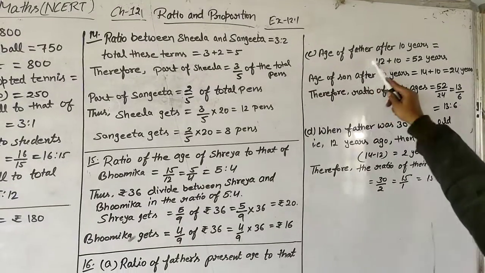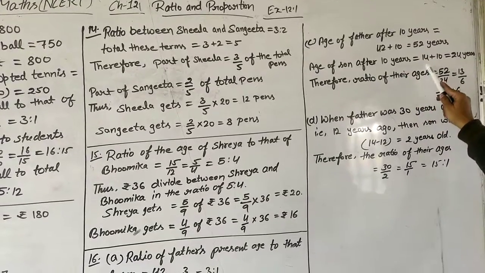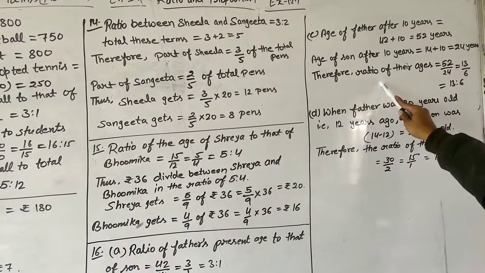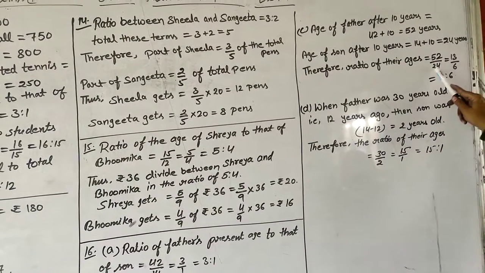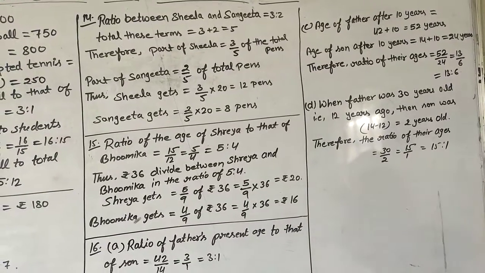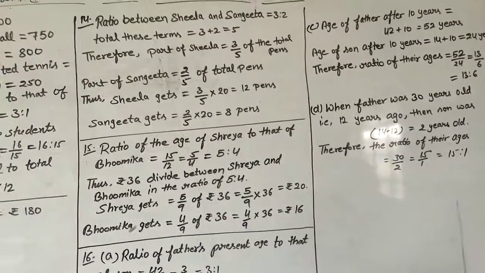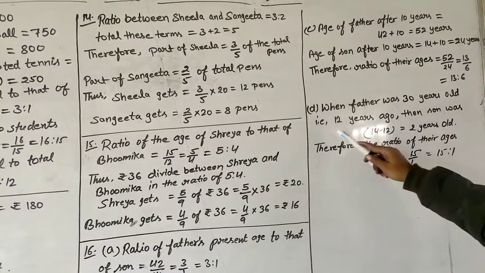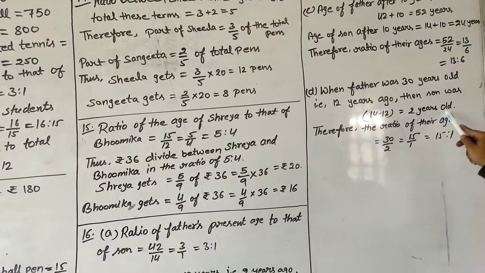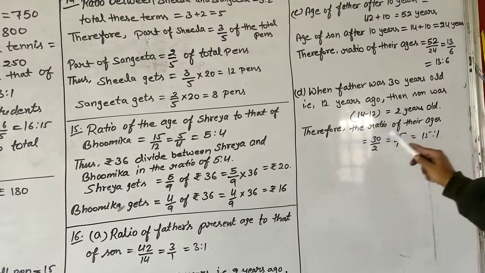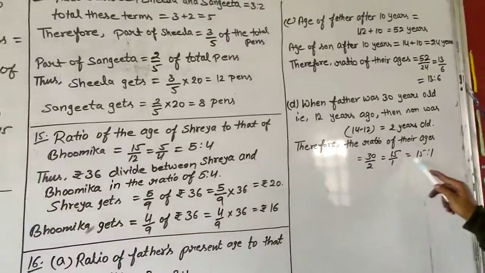Now C part, the age of the father after 10 years to the age of the son after 10 years. Age of the father after 10 years: 42 plus 10, 52 years. Age of the son after 10 years: 14 plus 10, 24 years. Therefore, the ratio of their ages is 52/24. So cancel by 4: 52 is 13 times, 24 is 6 times. 13:6. D part, the age of the father to the age of the son when the father was 30 years old. When the father was 30 years old, that is 12 years ago, then the son was 14 minus 12, 2 years. Therefore, the ratio of their ages is 30/2. Now cancel by 2: 30 is 15 times, 2 is 1 time. 15:1.